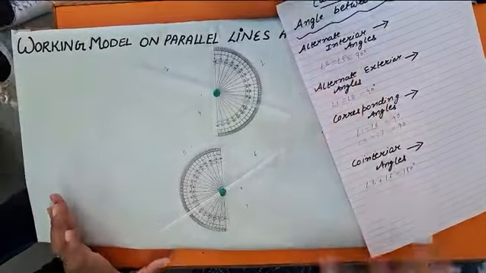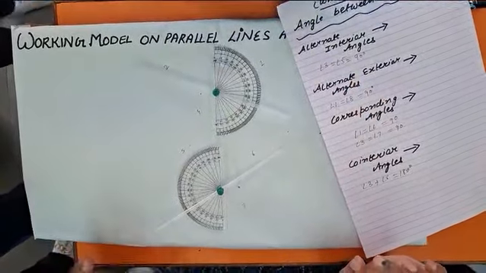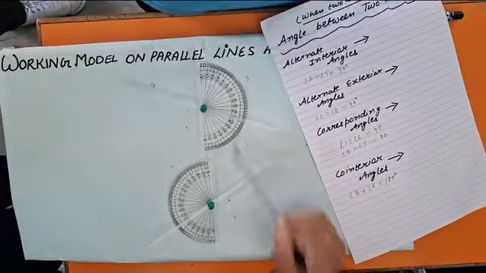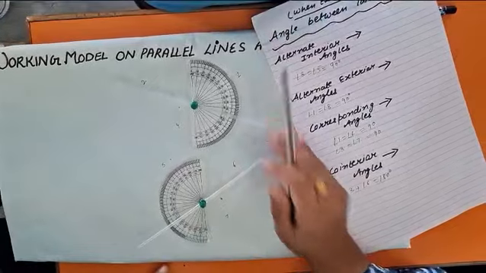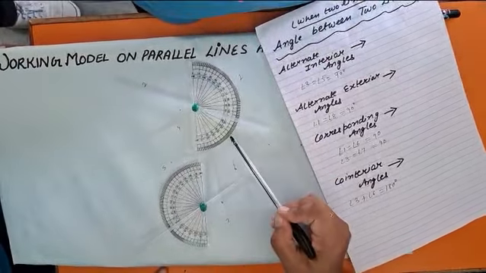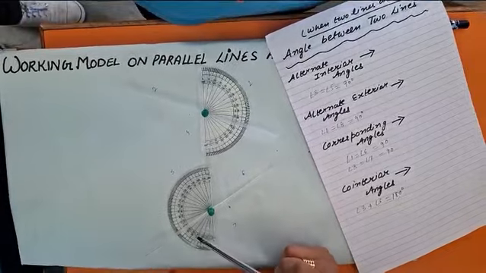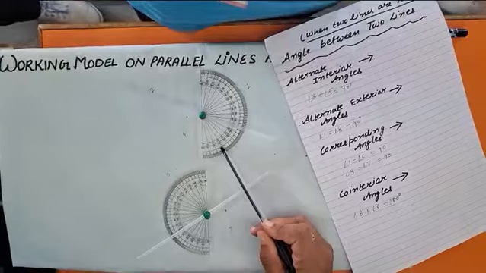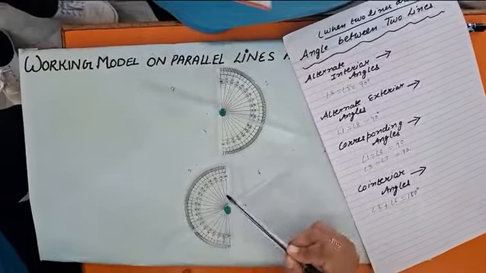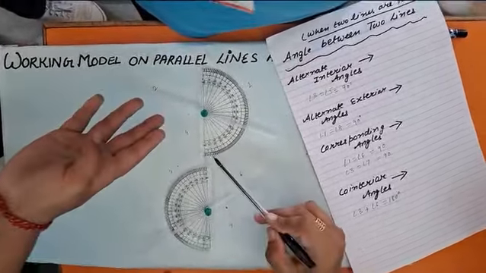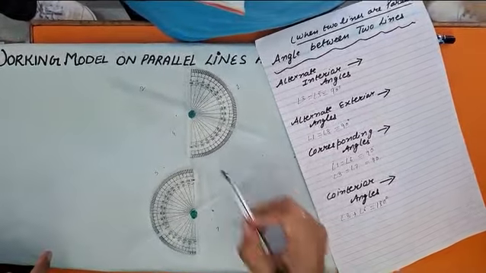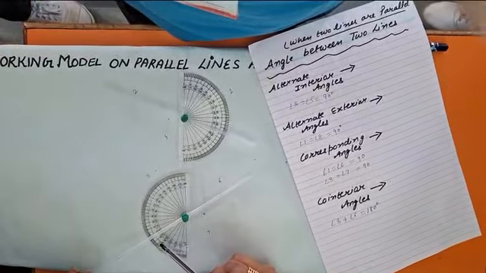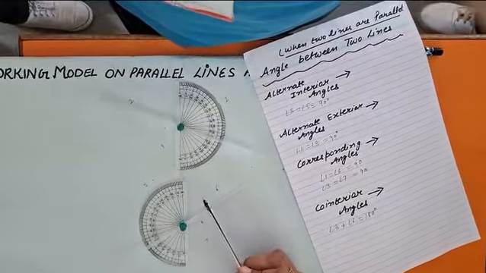Now we'll talk about the non-parallel lines. See, Gautam, now you will tell me the measure of alternate interior angles. Are they equal? No. Observe angle 3 and angle 5. Beta, observe angle 3 and angle 5. What is the measure? Observe from here. 70 degrees. So angle 3 is 70 degrees and angle 5 is almost 120. So are they equal? No.